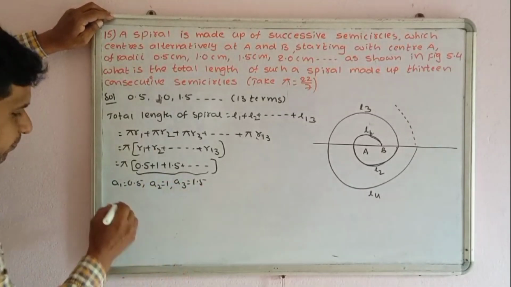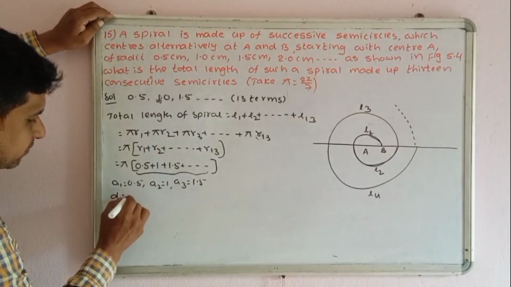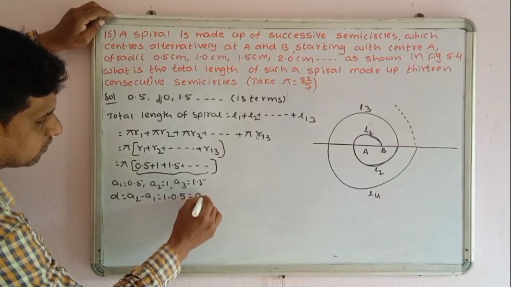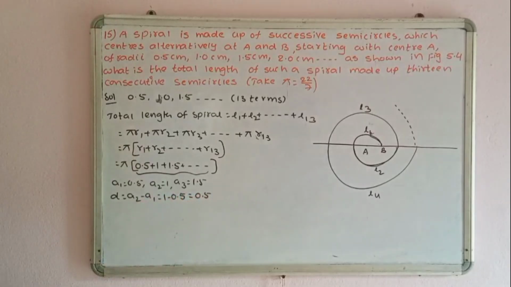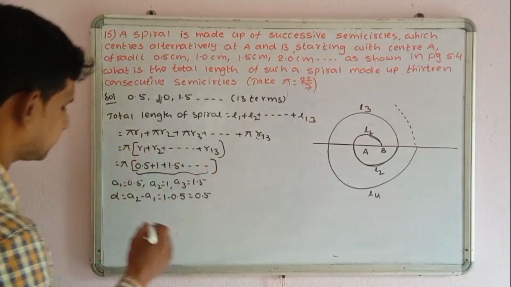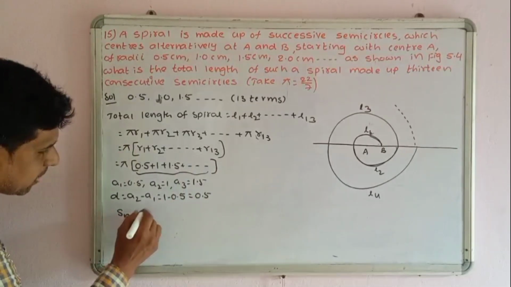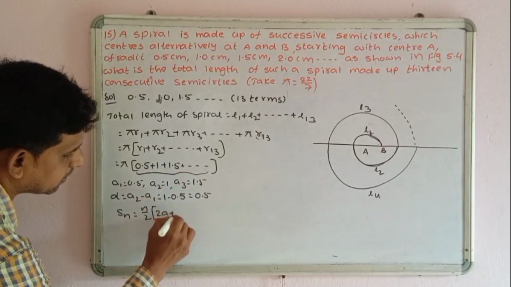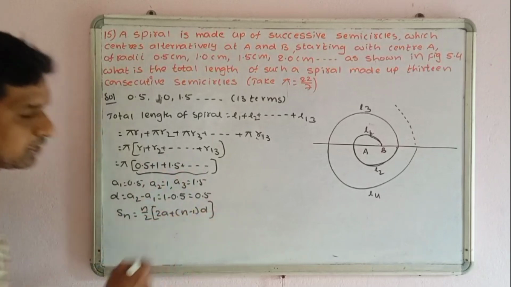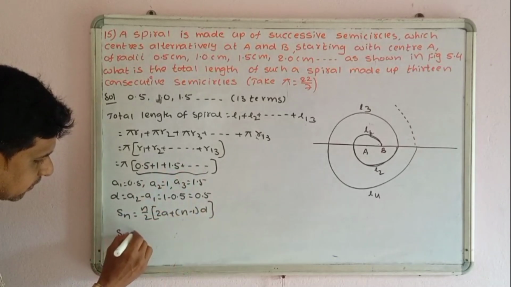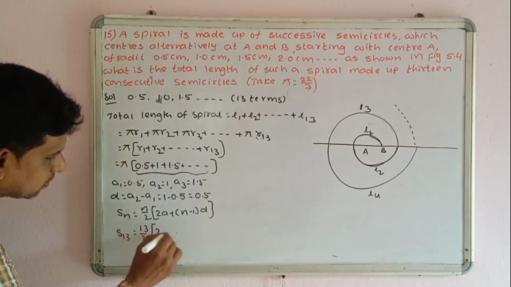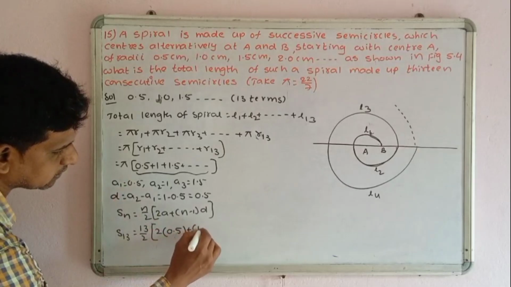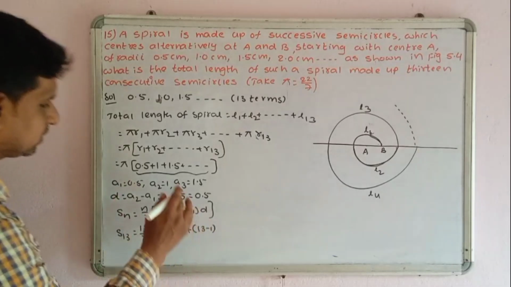So this is an AP. What is the formula for the common difference? D equals A2 minus A1, that is 1 minus 0.5 equals 0.5. Now we will find S13. These are 13 terms. What is the Sn formula? Sn equals n by 2 into 2a plus n minus 1 into d. Now S13 equals 13 over 2 into 2 times a, where the a value is 0.5, plus 13 minus 1 times d, where the d value is also 0.5.